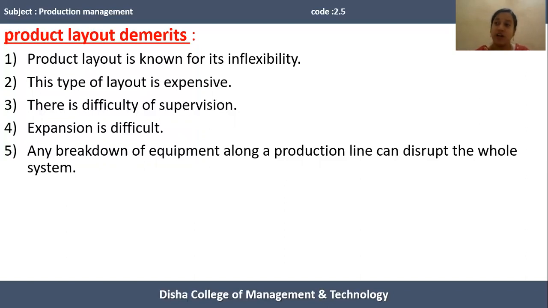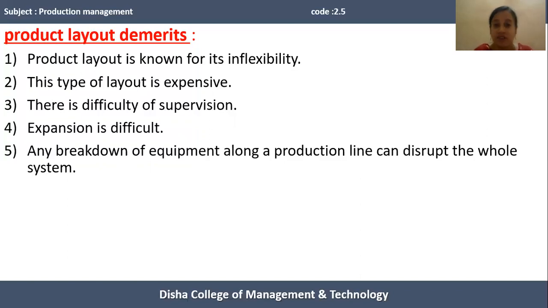In case of product layout, one line is only meant for one product only. So by using that line only, the manufacturer will be able to produce a particular product only. So this type of layout is inflexible. But in case of process layout, in a particular department, the same type of machines are installed, and the products which require the same type of machine can be taken to that department for further processing. So process layout is flexible, but product layout is inflexible.